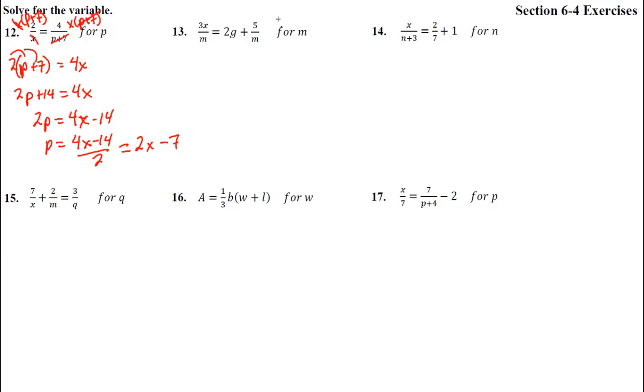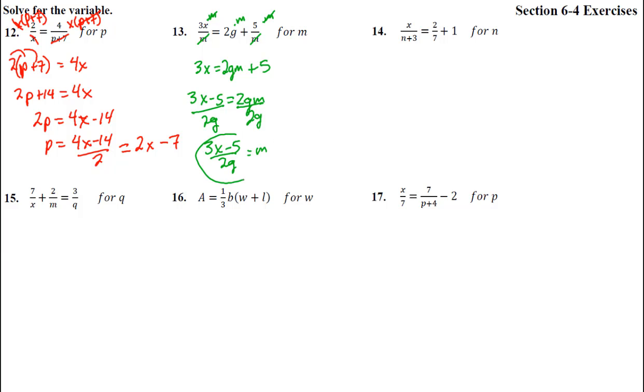Good. The next one, we're solving for m. Looks like m is the common denominator, so we're going to times by m, times by m, times by m, and it cancels there. 3x equals 2gm, and the m cancels there, plus 5. Oh, look at that. We have just one m here. Subtract 5 over. 3x minus 5 equals 2gm. And now get the m by itself by dividing by 2g. Divide by 2g. And we're left with 3x minus 5 over 2g equals m. Cool. We got that one.